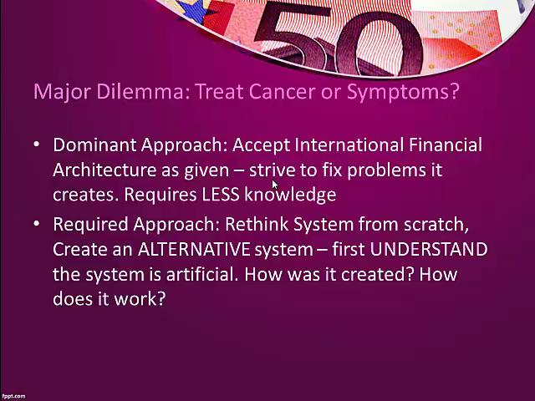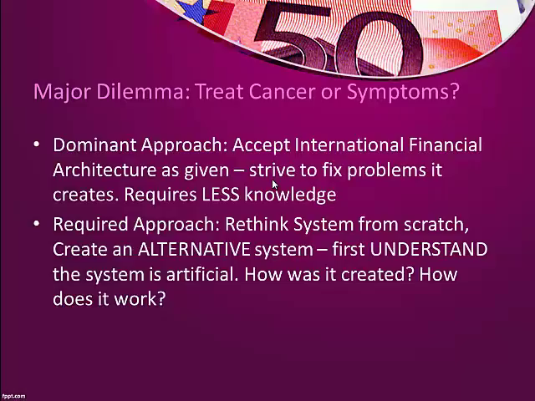Much more difficult to do, much more difficult to understand. So what is needed is that you rethink the system from scratch and create an alternative, better system. To do that, you have to understand what the system is, how it works, because it's artificial: how it was created, why it was created, who it helps, who it hurts. So this requires a much deeper level of understanding.